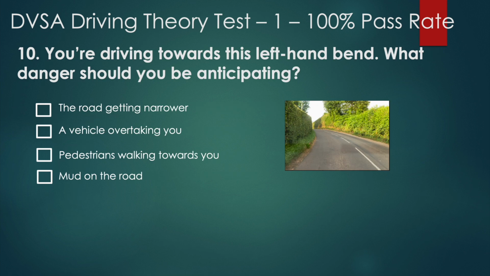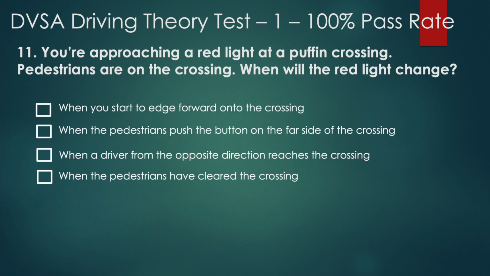10. You are driving towards this left hand bend. What danger should you be anticipating? A. The road getting narrower. B. A vehicle overtaking you. C. Pedestrians walking towards you. D. Mud on the road. And the answer is C. Pedestrians walking towards you.